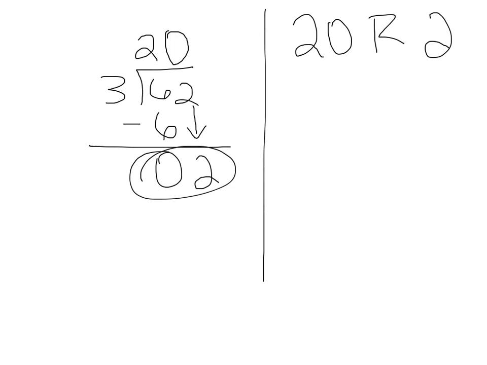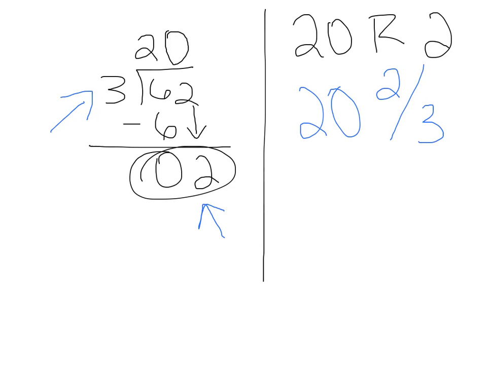My next option is to again use my remainder, but I'm using that as a numerator, making my answer into a fraction. I need to use my divisor as the denominator. So in this case, my final answer is 20 2/3.